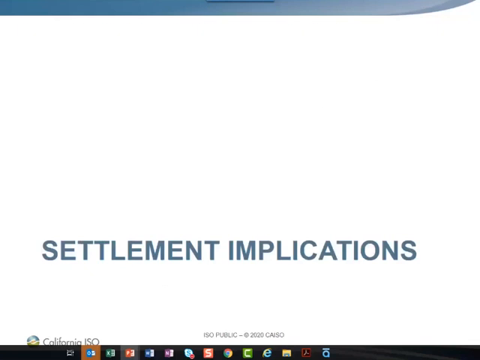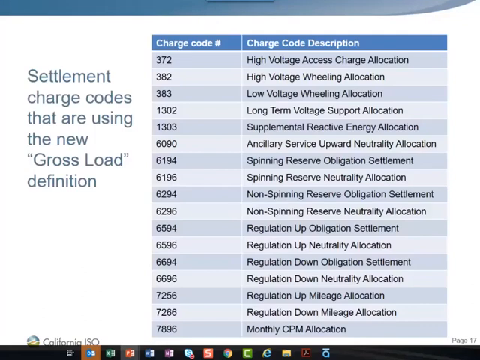We're going to move on to settlements, and the gross load definition is changing. So it's going to really impact a lot of charge codes. The formulas aren't necessarily changing, but since the gross load definition is changing, it will impact these charge codes and potentially some other ones, but these are the most common ones.